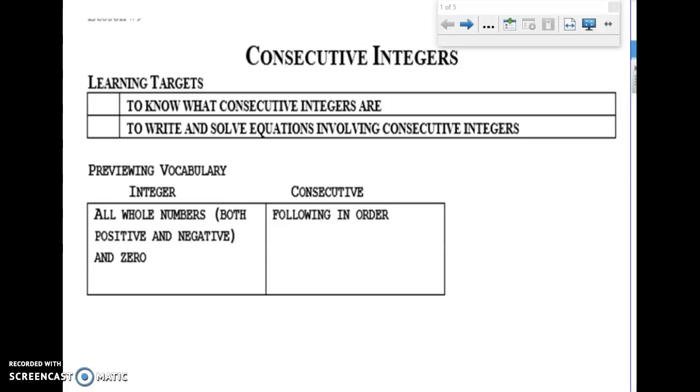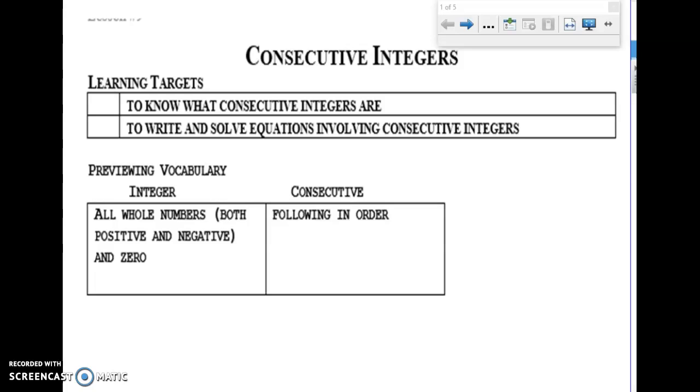Remember that an integer is a whole number, but we're including both positive and negative. Also, 0 is considered an integer, okay? So decimals or answers that end in fractions should not happen whenever you're solving these questions. It has to be one of those positive or negative counting numbers, all right? And then the word consecutive just means following in order.